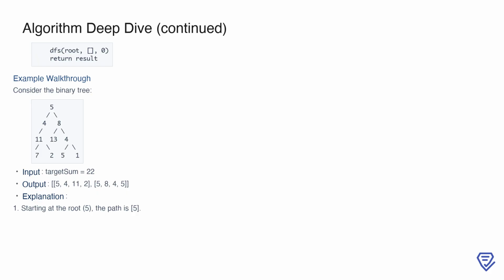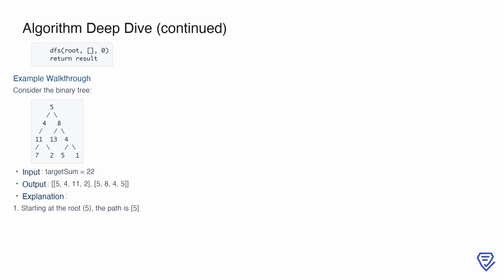To better understand how this algorithm works in practice, let's walk through an example. Consider a binary tree where the root is 5, and its left and right children are 4 and 8, respectively. The tree continues with subsequent nodes, as shown. The target sum is 22, and the goal is to identify all root-to-leaf paths where the sum of the node values equals this target. Starting at the root, the initial path is 5.